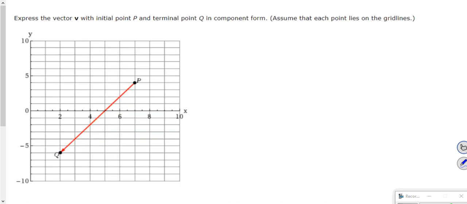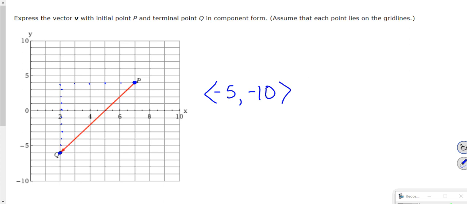Next one, express the vector v with initial point P and terminal point Q in component form. Assume that each point lies on the grid lines. Again, starting point, ending point. So again, we take horizontal and then vertical. So horizontal, it looks like we're counting by ones. So 1, 2, 3, 4, 5, and then vertical down. So first of all, we go 5 to the left. And then vertical, we go down 1, 2, 3, 4, 5, 6, 7, 8, 9, 10.